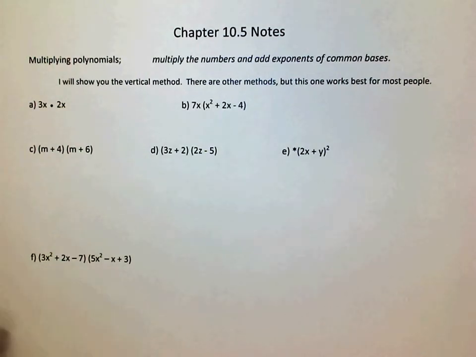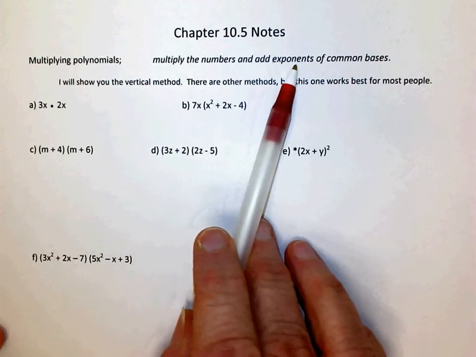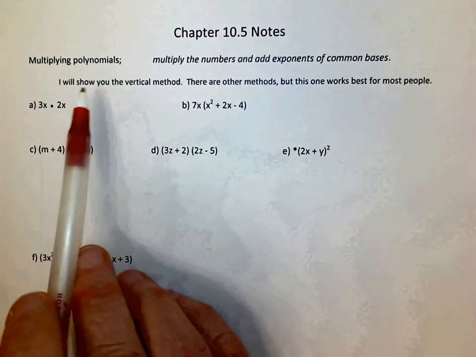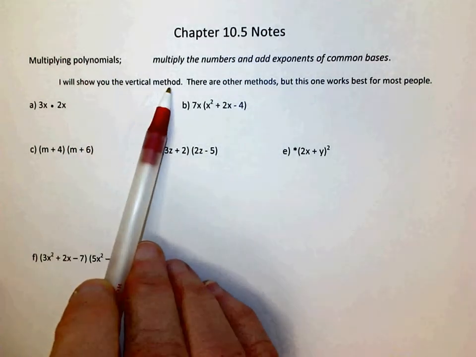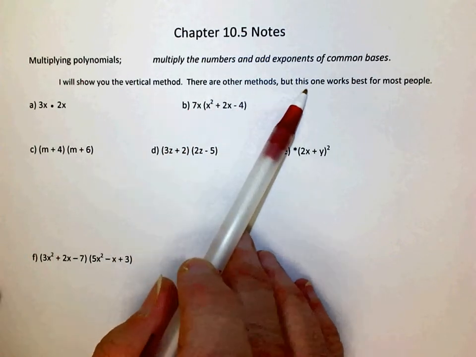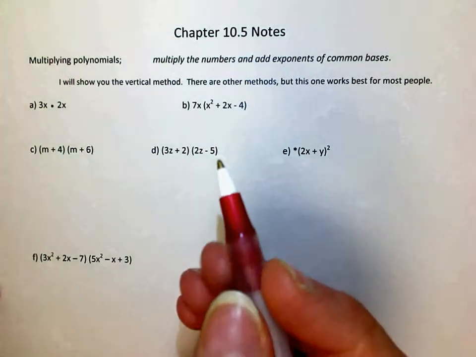Okay, multiplying polynomials. Remember, multiply the numbers, add the exponents of the common bases, or the same bases. For most of these, not all of them, I'm going to show you the vertical method, but there are other methods. But this one seems to work the best for the most people.